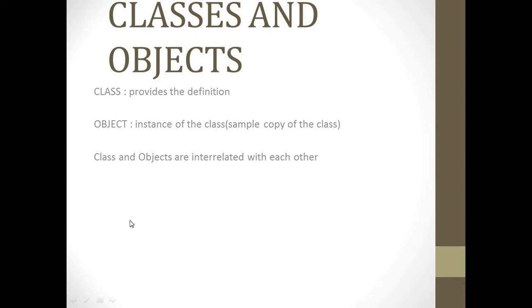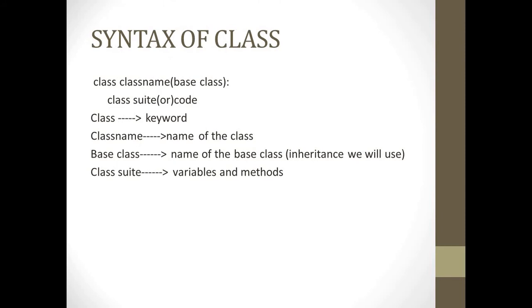Next, objects. These are the instances of the classes. With the help of an object, we can access variables and methods. And these classes and objects are interrelated with each other. So next, what is the syntax of classes? If we take a class in Python, what is the syntax for the creation of the class?